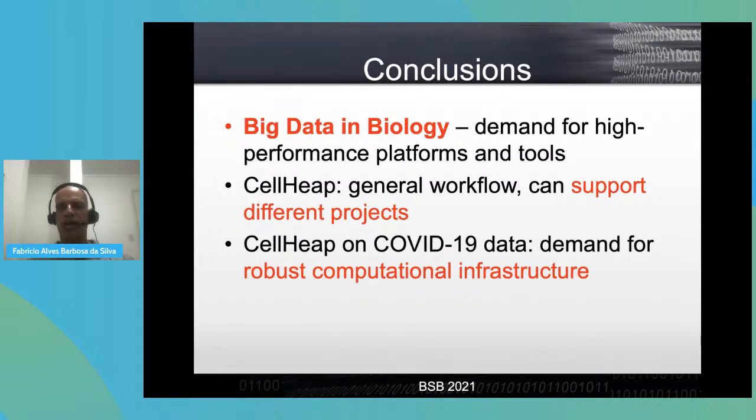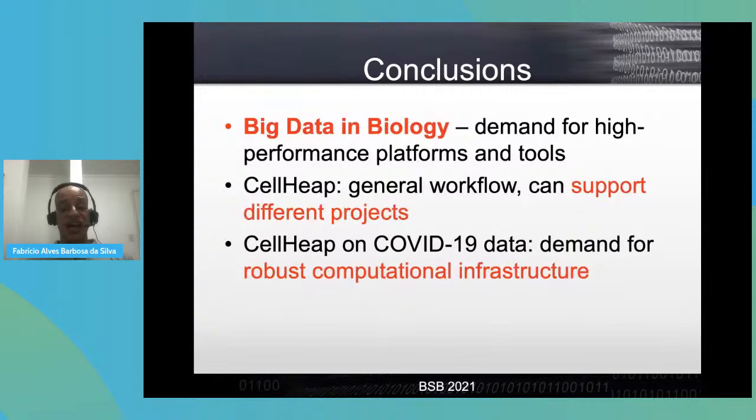When you have to analyze hundreds of patients and multiple tissues, I believe that not even the premium account of the Santos Dumont supercomputer will be enough. So we need high performance computing platforms and tools to tackle this challenge.